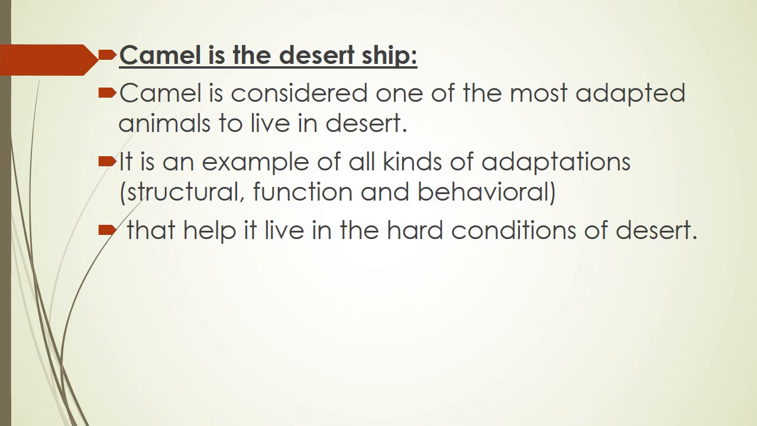And finally, camel is the desert sheep. Camel is considered one of the most adapted animals to live in the desert. It is an example of all kinds of adaptation, structural, functional, and behavioral, that help it live in the hard conditions of the desert.